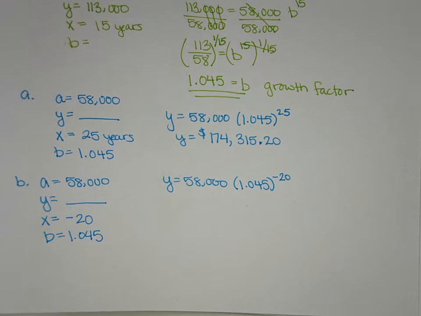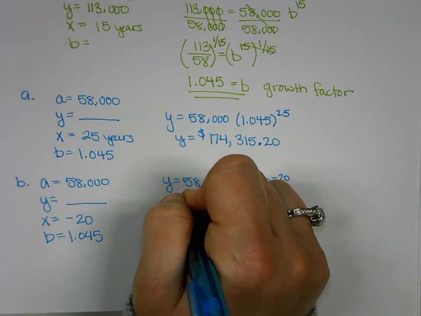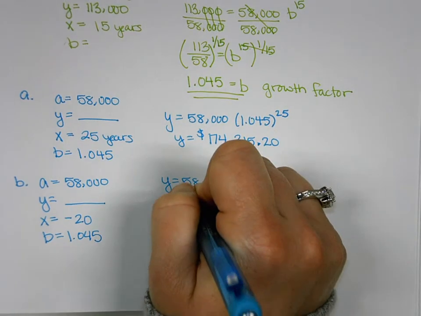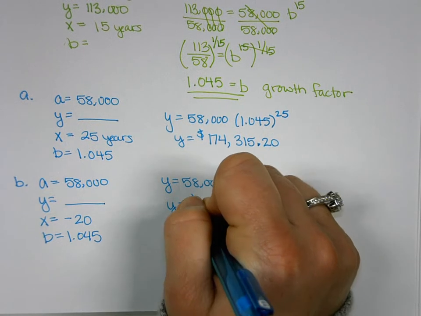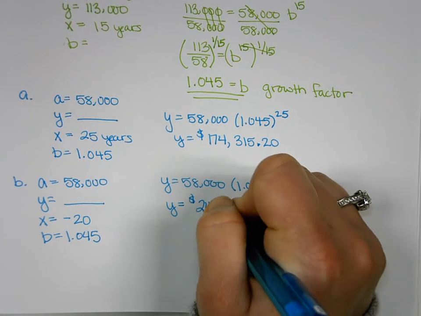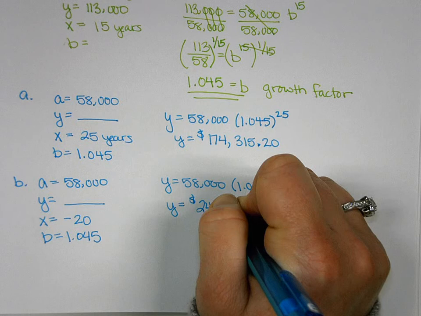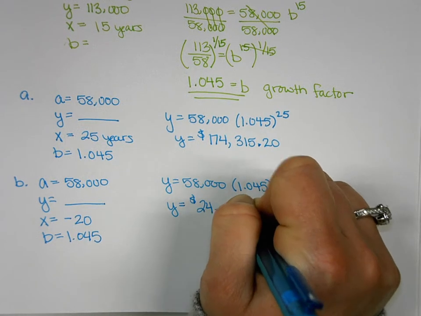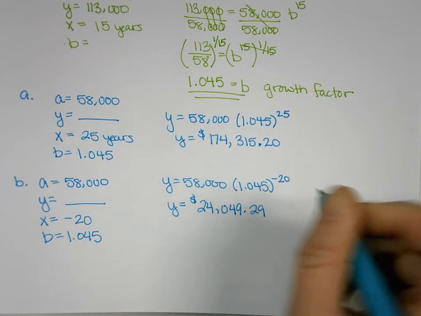Again, we type this into our calculator and we get that in 1955, the average cost of a house in Fresno was $24,049.29.